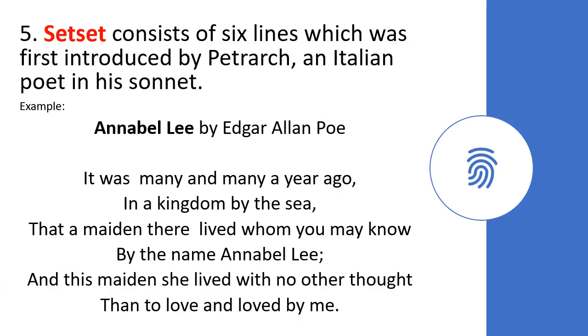The fifth type of stanza is sestet. Sestet consists of 6 lines, which was first introduced by Petrarch, who is an Italian poet, in his sonnets. An example of sestet is the most famous poem by Edgar Allan Poe, Annabel Lee.